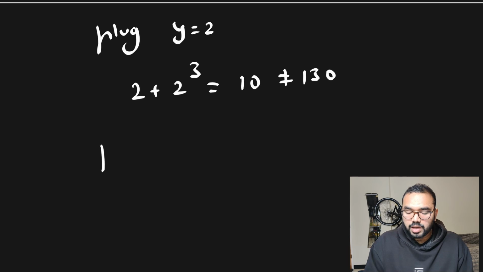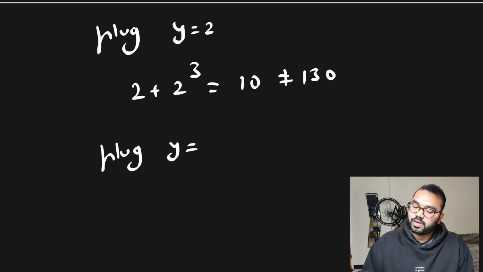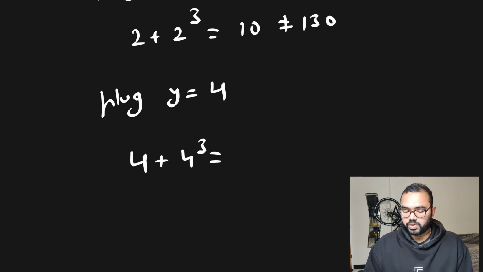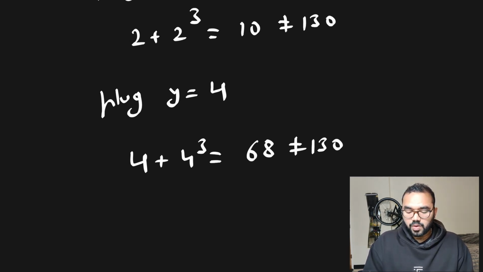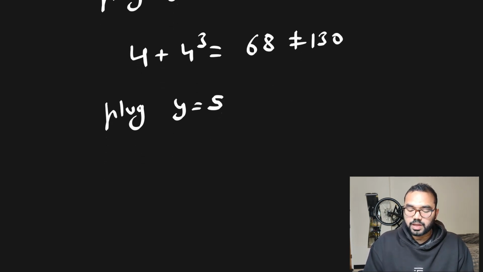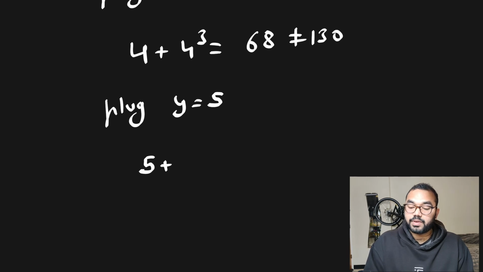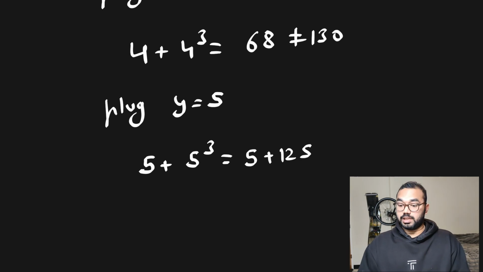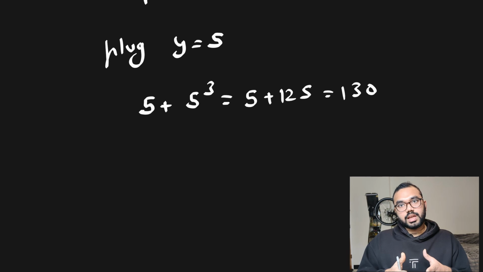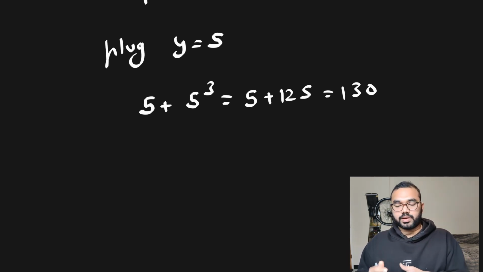Let's plug in y is 4. 4 plus 4 cubed is 4 plus 64, and that is 68. Still not quite. Okay, let's plug in y is 5. Y is 5, and we have 5 plus 5 cubed. So it is 5 plus 125. 5 plus 125 is 130. Perfect. Voila. So we have the first value that we can use for synthetic division, right?